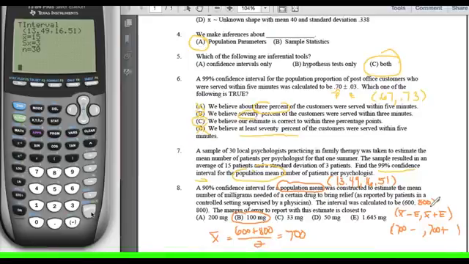These are just a few examples of the styles of problems that you could see from Chapter 9 and a little bit from Chapter 7 and Chapter 8 on the final exam.